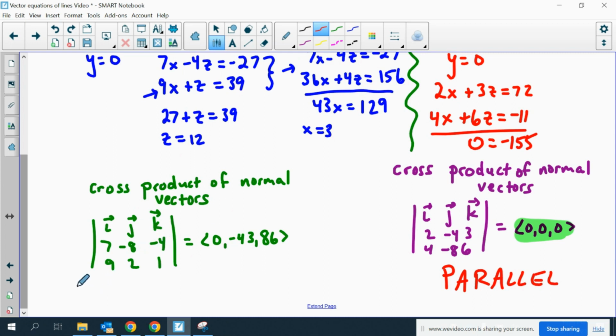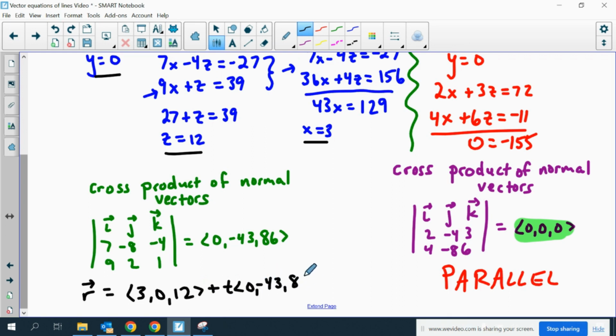Now in this case, I end up with something that does work. So I can write an equation. Notice that I had a point, 3, 0, 12, plus t times 0, negative 43, 86.